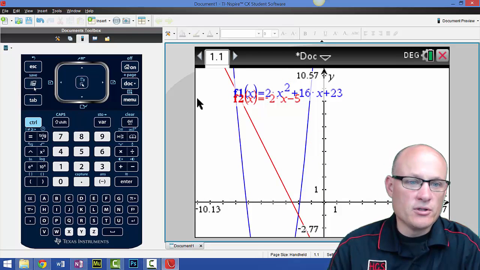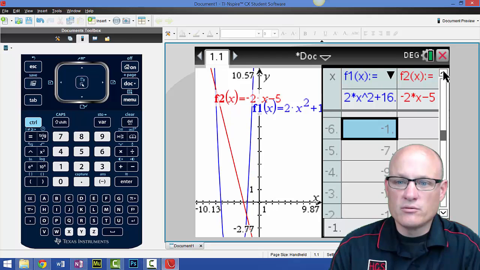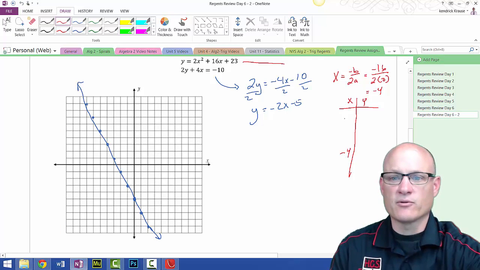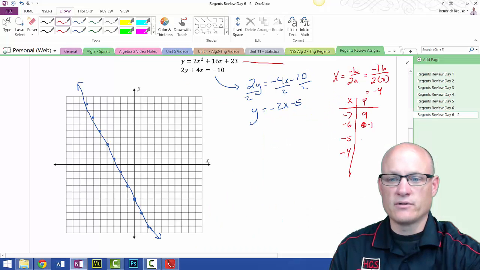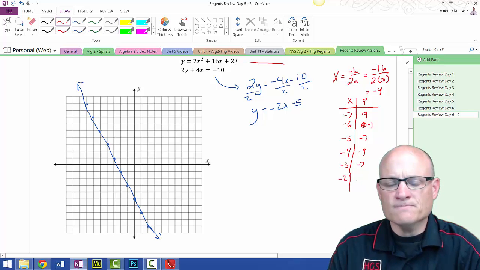Anyway, I want to go to the table. Control T. And I'm only going to look at the blue equation. One's a little bit too big, so negative 7 will be the first one. Negative 7, negative 6, negative 5, negative 3, negative 2, negative 1.